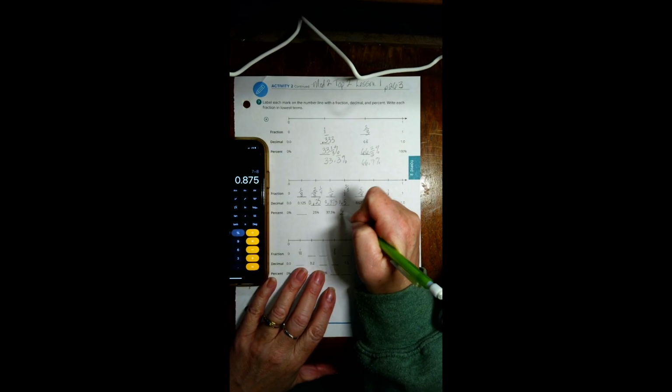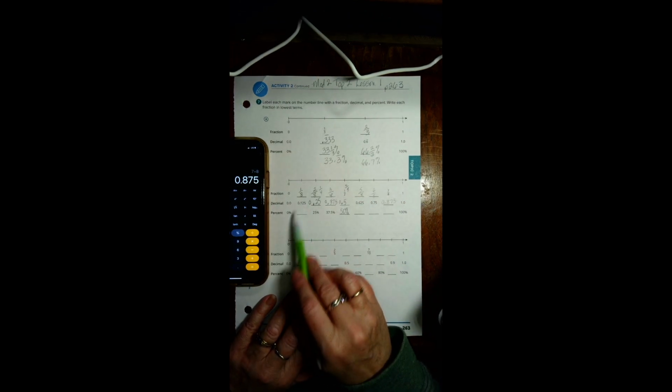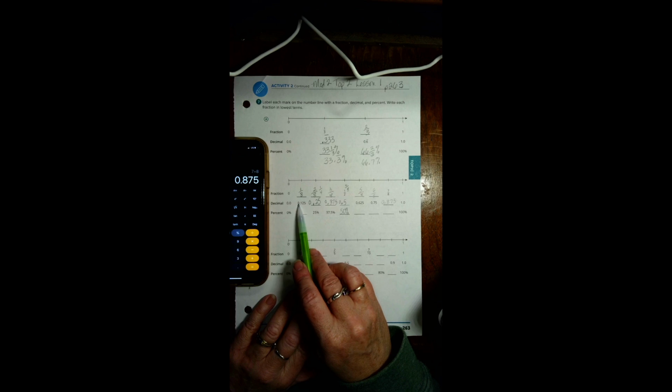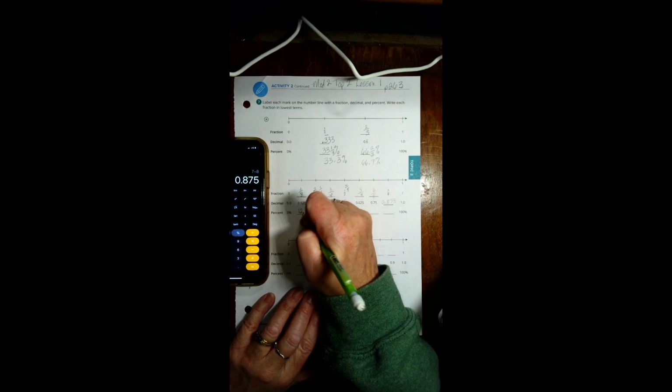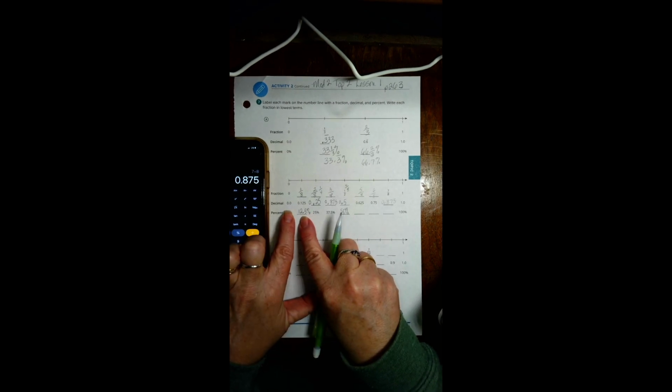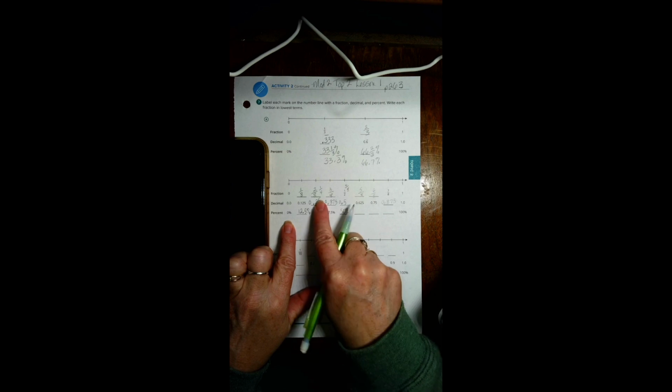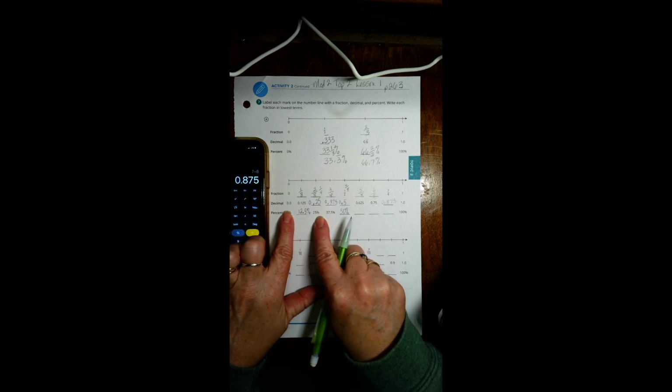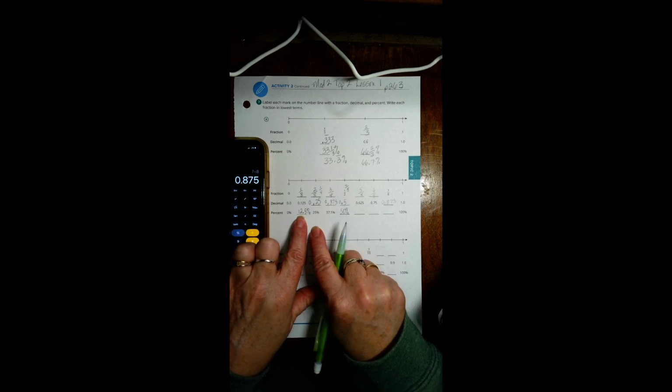4/8 or 1/2 is easy. That's 50%. So for the 1/8, we have 0.125. Remember, we're going to multiply by 100, so it moves the decimal point over 2 places. So we have 12.5%, which actually makes sense because 1/8 is halfway between 0 and 2/8. 2/8 is 25%. Halfway between 0 and 25% is 12.5%. So that makes sense.